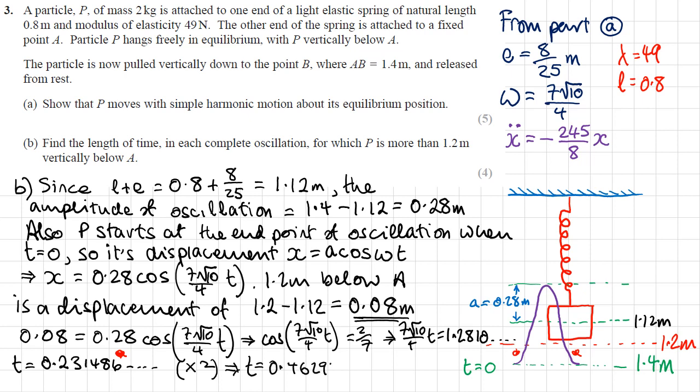0.46297. And as usual, let's give this to 3 significant figures. So this will be t is equal to 0.463 seconds. So that's going to be the time for which this particle, this mass, is at least 1.2 meters below this point A at the top.